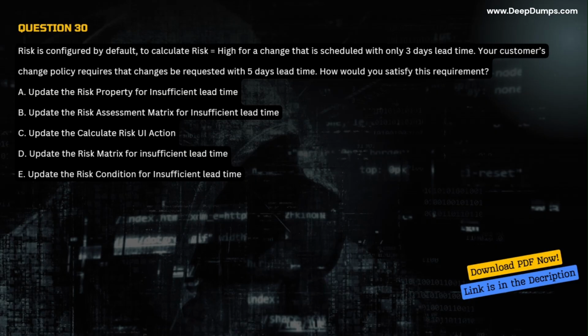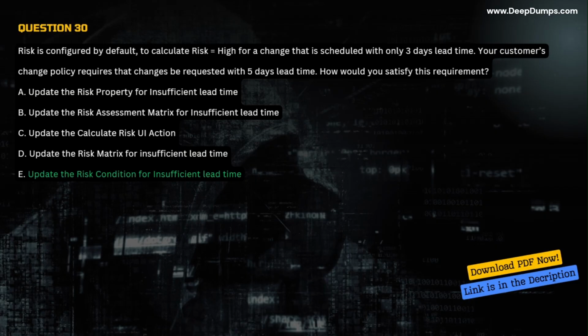A. Update the risk property for insufficient lead time. B. Update the risk assessment matrix for insufficient lead time. C. Update the calculate risk UI action. D. Update the risk matrix for insufficient lead time. E. Update the risk condition for insufficient lead time.